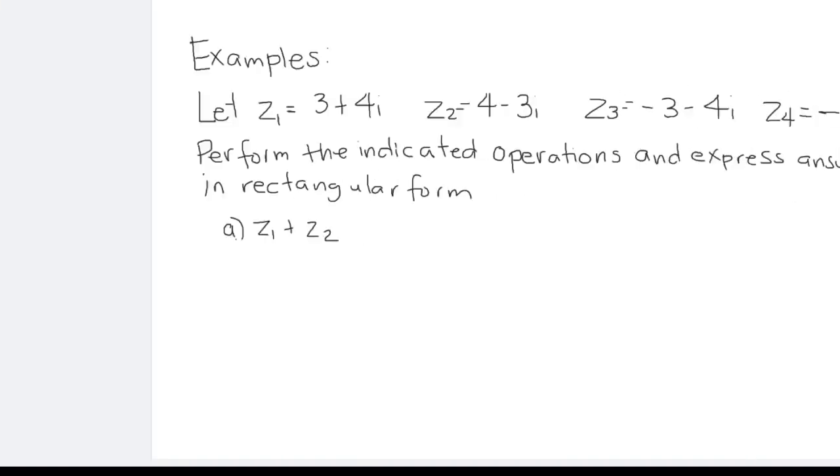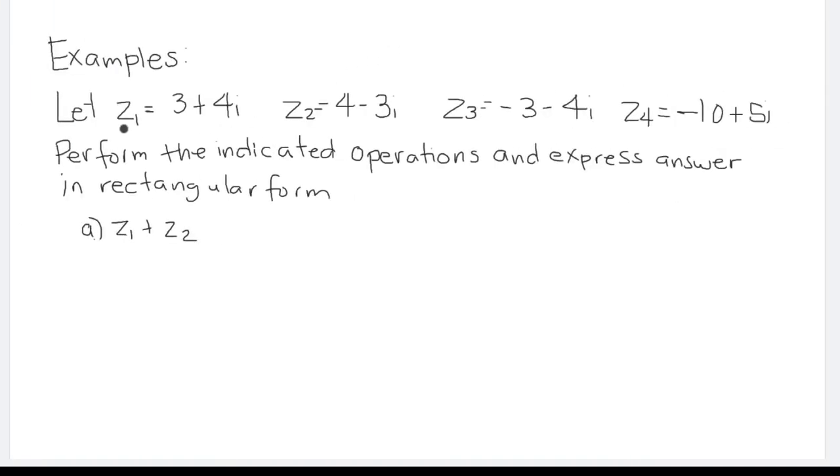So, let's have an example. We have C1 equals 3 plus 4i, C2 equals 4 minus 3i, C3 equals negative 3 minus 4i, and C4 equals negative 10 plus 5i. Perform the indicated operations and express the answer in rectangular form.